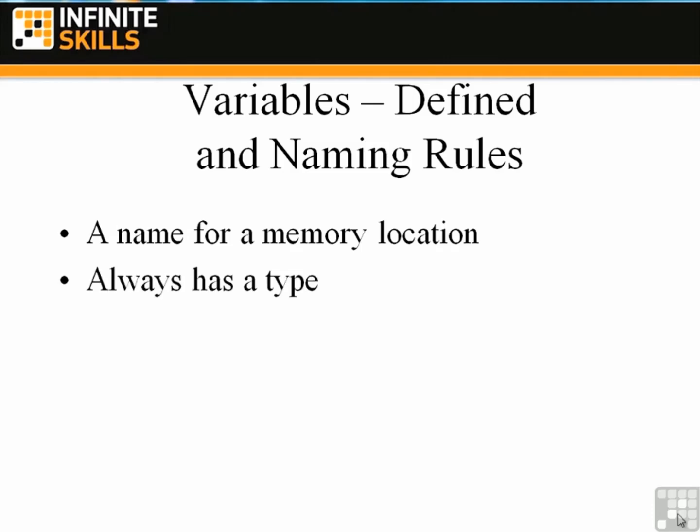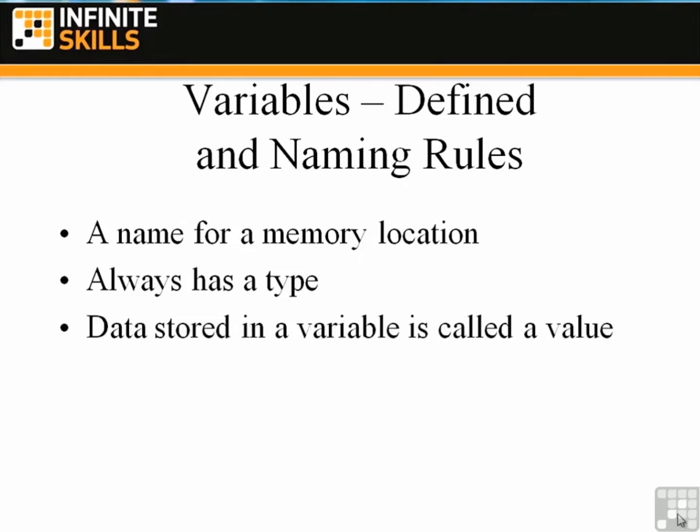A variable always has a type associated with it. In other words, we're storing a piece of data in a variable, and that piece of data has a type. So the variable also has to have that type. And what that means is that when we create a variable of a certain type, we can only store data of that type in the variable. So if I create a string variable, then I can only store string data in that variable. Whereas if I create an int variable or integer variable, then I can only store an integer value in that variable. When I talk about data stored in a variable, I always call it the variable's value.